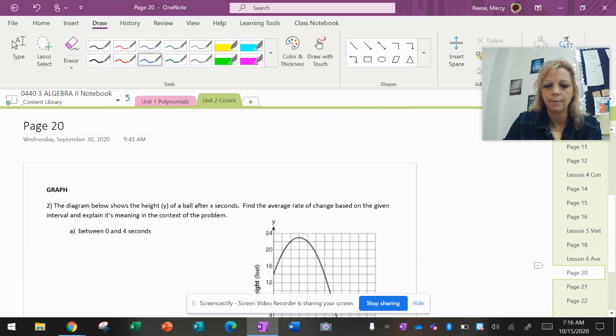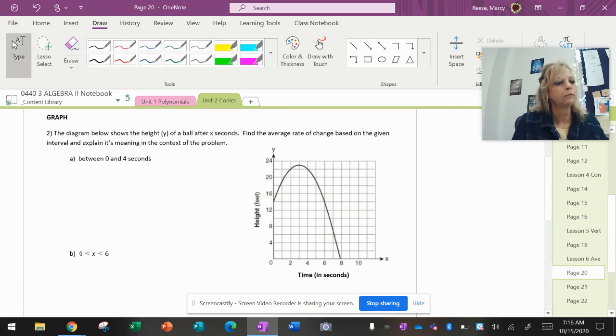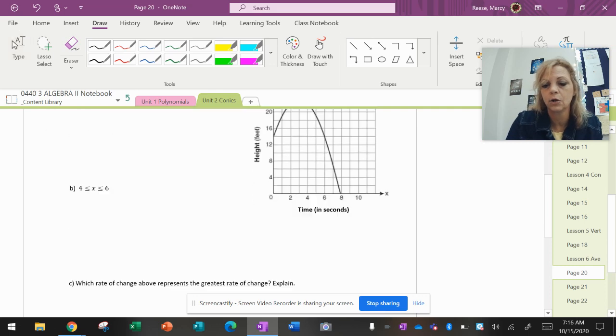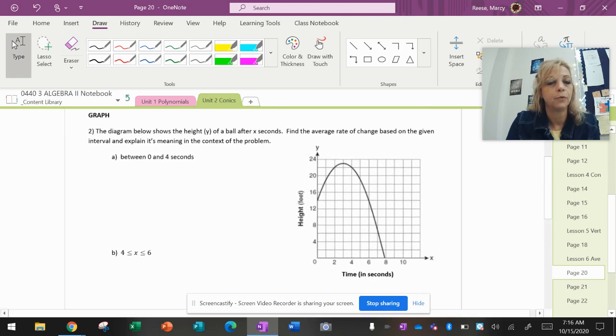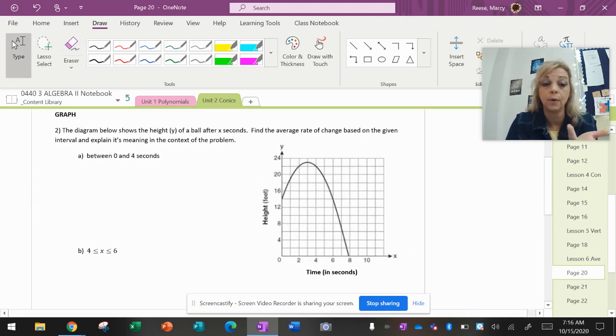So let me take you to the back page. We're going to do the graph here. Okay, so we looked at it as a table. Now we're going to look at it as a graph, and then you're going to look at it as an equation. I'm going to do one example from each, and you're going to do the other one. It says the graph below shows the height of a ball after x seconds. Find the average rate of change based on the given interval and explain its meaning in the context of the problem. So from between 0 and 4 seconds.